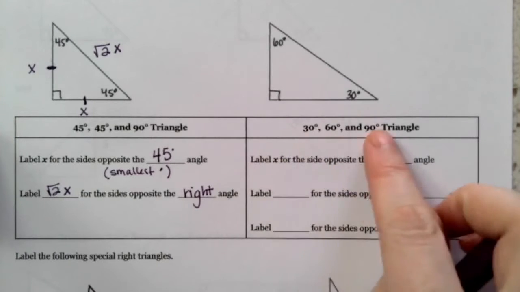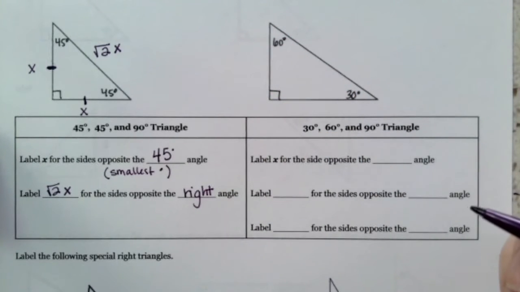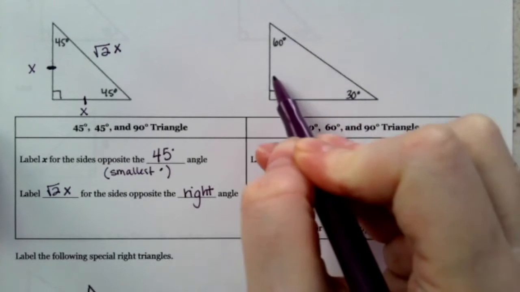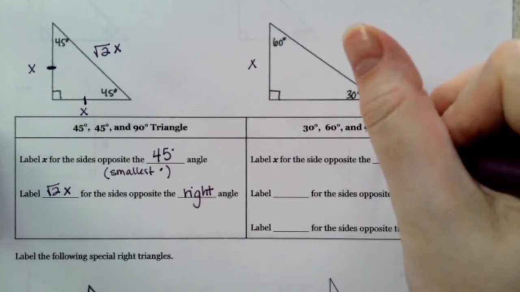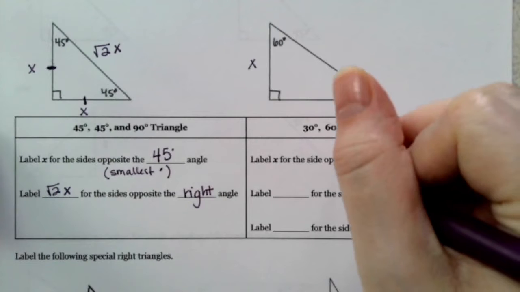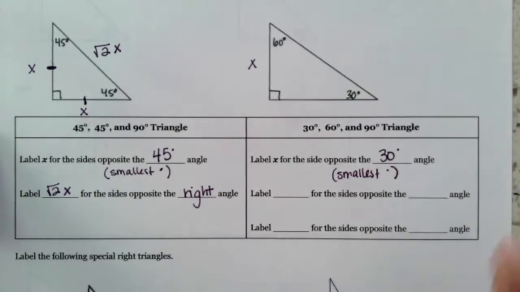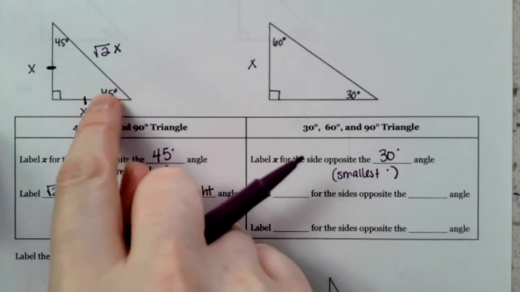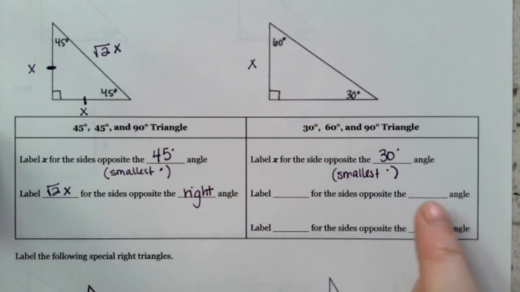So now a 30-60-90 is a little bit different because they have different angles. And the smallest angle is the 30, and across from that one, we're going to label that side X. So we're going to label X for the side opposite the 30-degree angle. And again, that's our smallest angle, the same as the 45 degrees. So across from the smallest angle is X.